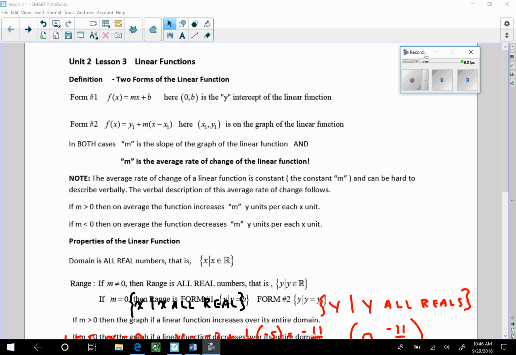Form number 1 is simply the slope-intercept form, and form number 2 is going to be a version of the point-slope form. In either case here, m is the average rate of change of the linear function, and the average rate of change of a linear function is constant. It can be hard to describe verbally. The verbal description of this average rate of change is as follows. If m is greater than 0, then on average, the function increases m units per each x unit. In like manner, if m is less than 0, then on average, the function decreases m units per each x unit.